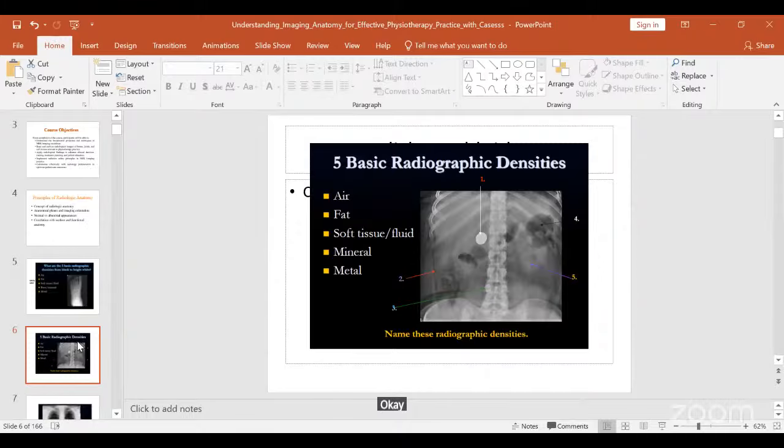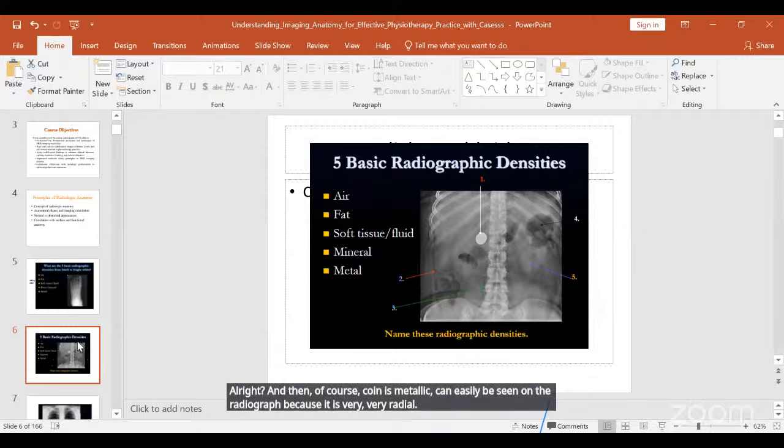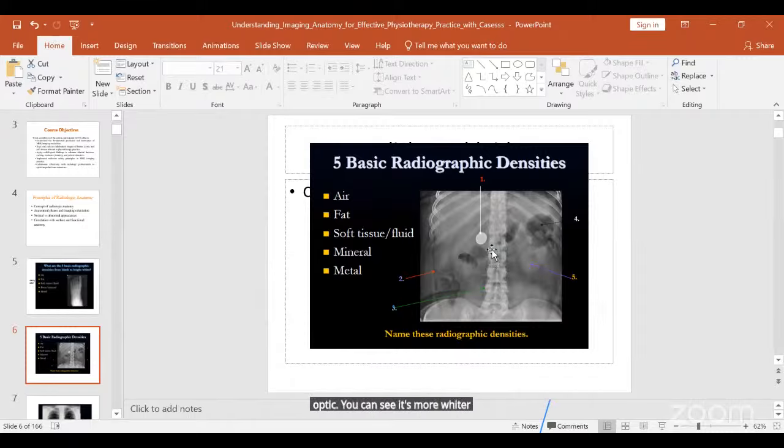Okay. Any other one? I think it may actually be a swallowed object, maybe a metallic swallowed object. Thank you. This is how to derive an inference. Are we together? So basically, this is a coin. A baby swallowed a coin. We call it foreign body chasing. A coin is metallic, can easily be seen on the radiogram because it is very, very radio opaque. You can see it's even whiter than the vertebra.